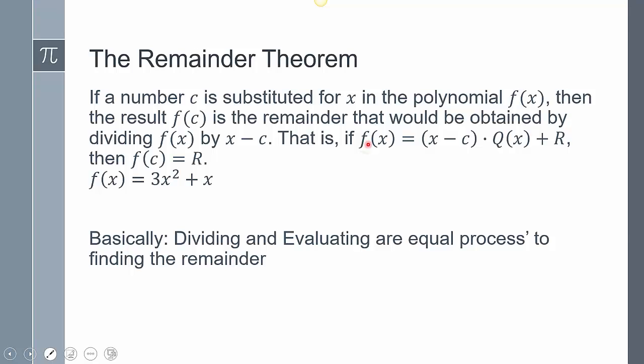That's to say, if f of x equals x minus c times my quotient plus r, then f of c is going to equal r. So dividing and evaluating are going to be equal processes in finding that remainder. And we're going to show that in an example in our next one.